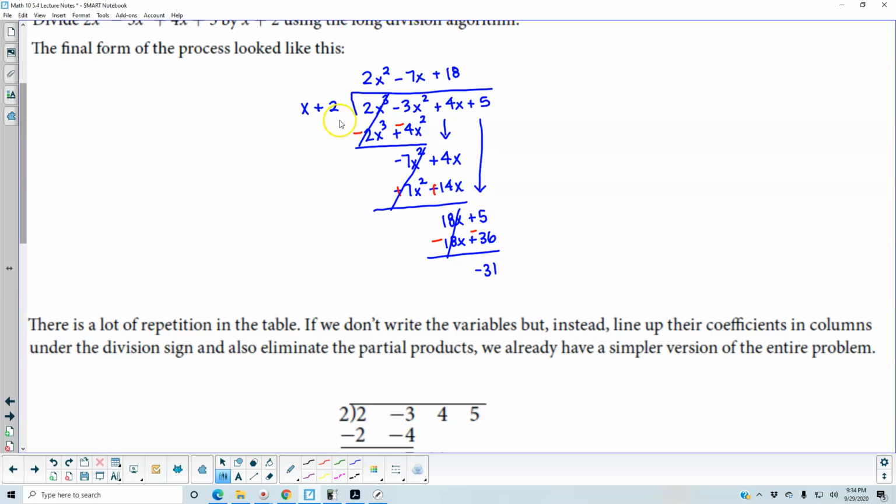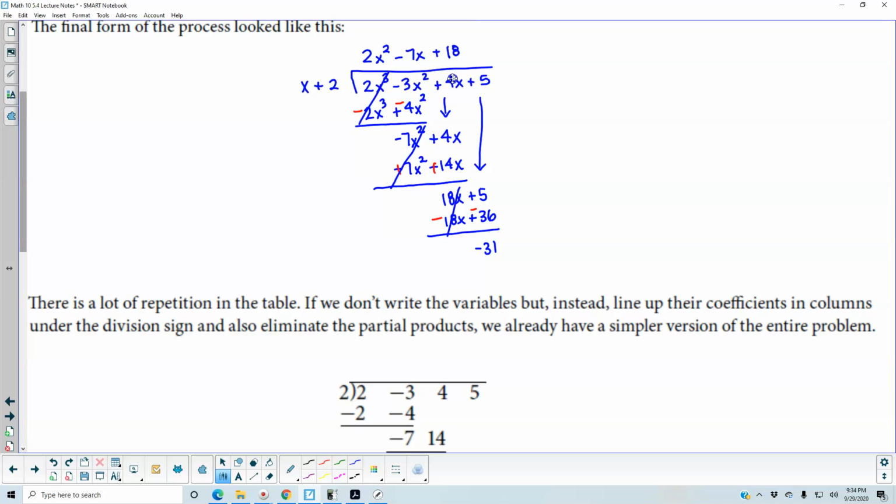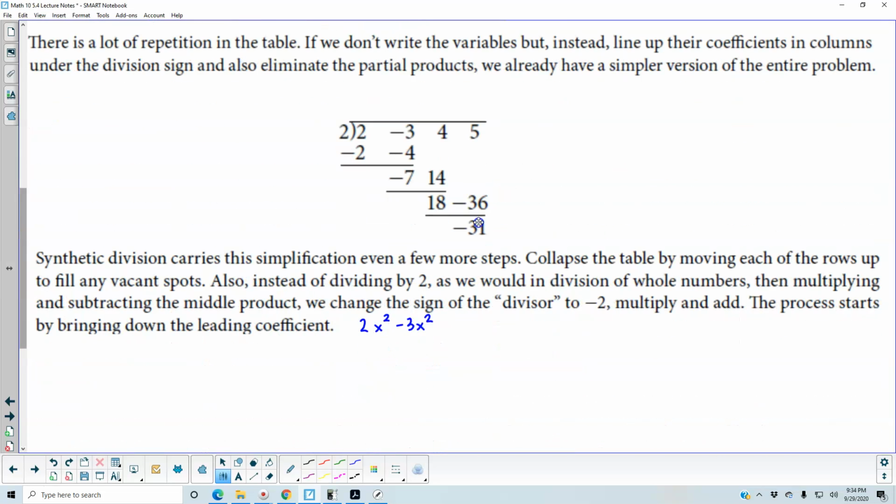So here again we have our dividend and our divisor. Our dividend is 2x cubed minus 3x squared plus 4x plus 5, and we're dividing that by x plus 2.